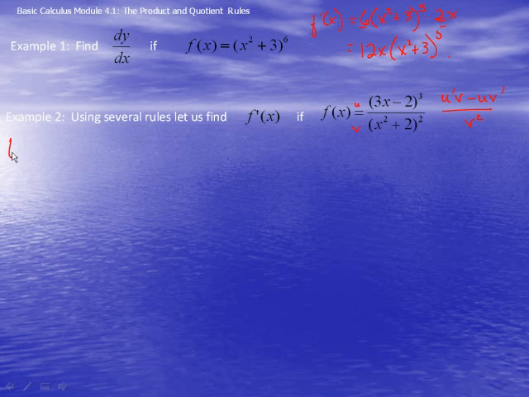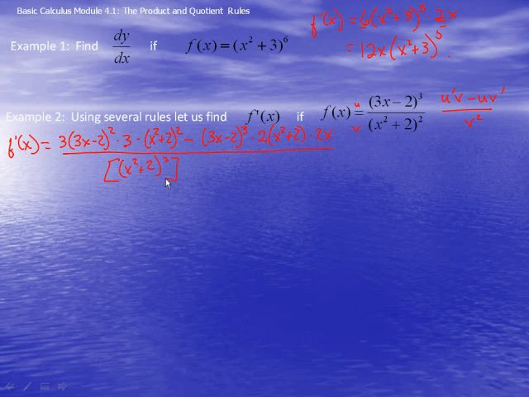So let's start this. We've got f prime of x is equal to the derivative of the top one, which is 3 times 3x minus 2 to the second power, times the derivative of the inside, which is 3, times the bottom one, which is x squared plus 2 quantity squared, minus the top one, which is 3x minus 2 to the third power, times the derivative of the bottom one, which is 2 times x squared plus 2 using the chain rule, and that would be to the first power, times the derivative of the inside, which is 2x, all over the bottom one, which is x squared plus 2 quantity squared, and all of that squared.